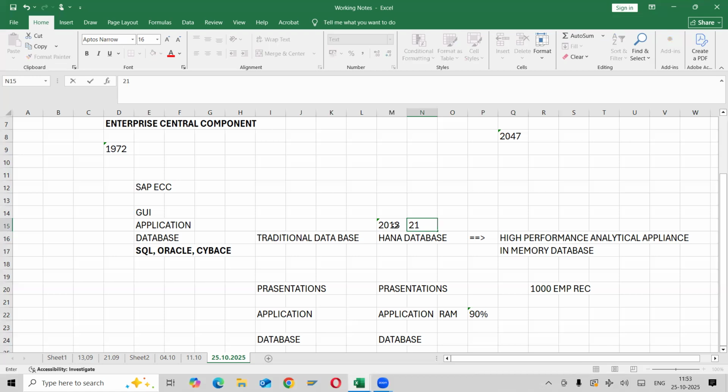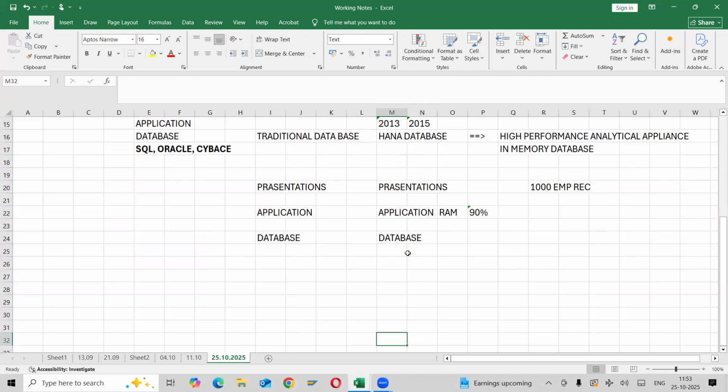Even though they introduced it in the year 2013, SAP came up with it in the year 2015. ECC is available currently and S4HANA is available. I'll tell you what we mean by S4HANA.